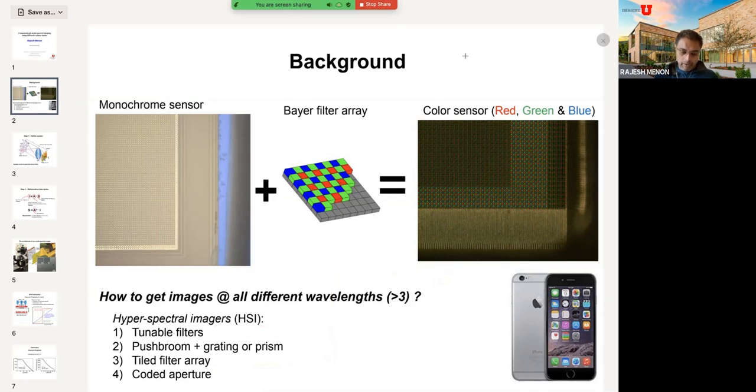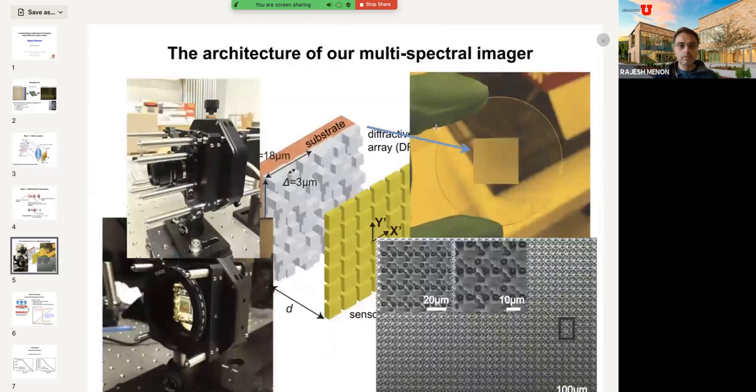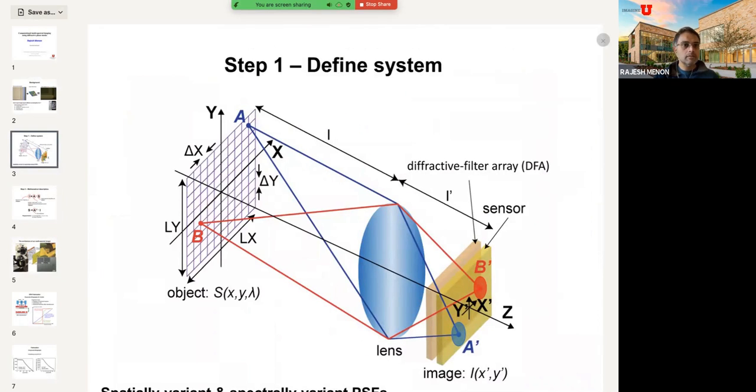So I'm going to talk about a particular approach that we have been developing in order to do this. First, let's think about what the system looks like. So, oops. Where is this?